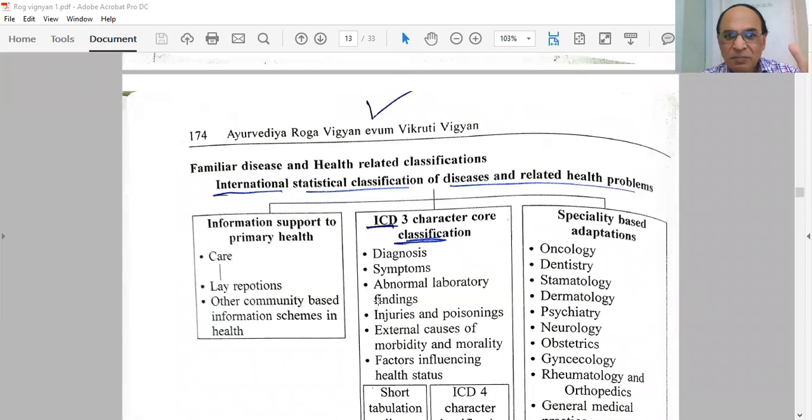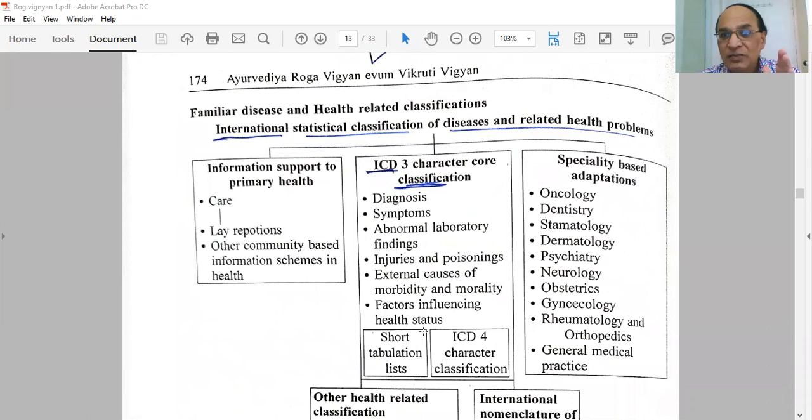Then, next page is 174. Because of the time constraint, I cannot go through each and every page. But International Statistical Classification of Diseases and Related Health Problems, these are very important nowadays. Specialty based adaptations: oncology, dentistry, stomatology, dermatology, psychiatry. So this is a new entry into the Ayurvedic subject of Rognidan.